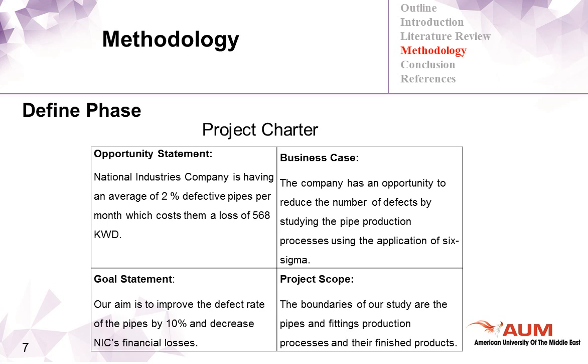National Industries Company is having an average of 2% defective pipes per month, and this costs them a loss of 568 KD. And for the goal statement, our objective or our aim is to improve the defect rate of the pipes by 10% and decrease NIC's financial losses. As for the project scope, which is the boundaries of our study, it will circulate around the pipes and the fittings production process.